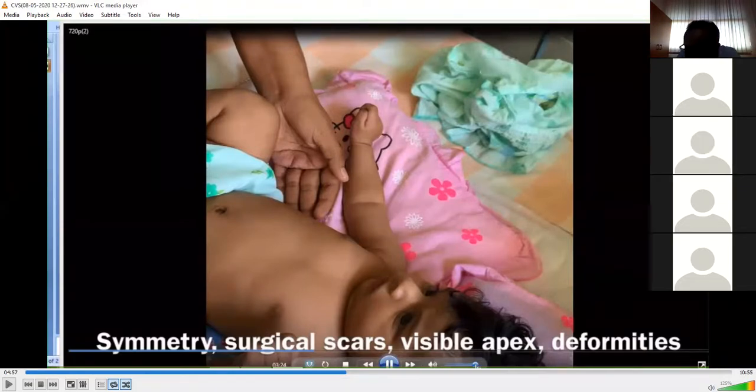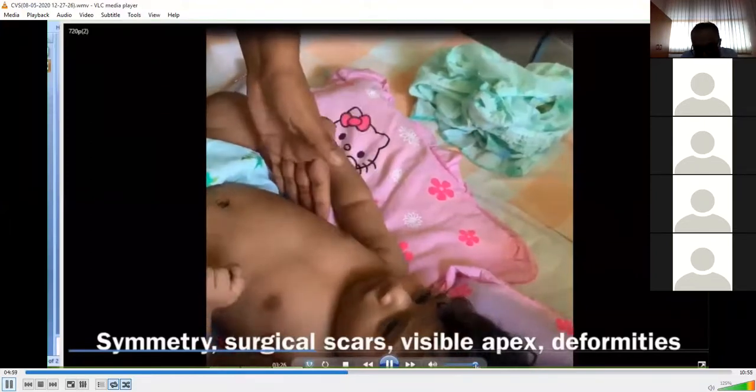Common deformity. Yeah. Pectus excavatum and pectus carinatum. So those are two common deformities. The other common deformity is sometimes in children with chronic obstructive lung disease, you might get a Harrison sulcus, right? Not in this age. Usually you commonly see in an older age. Okay, so we have symmetry, scars, visible apex, and deformities.